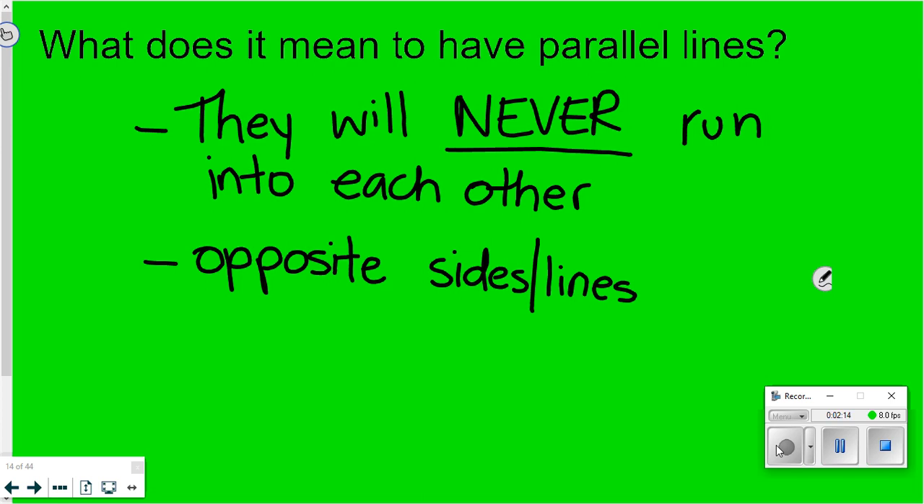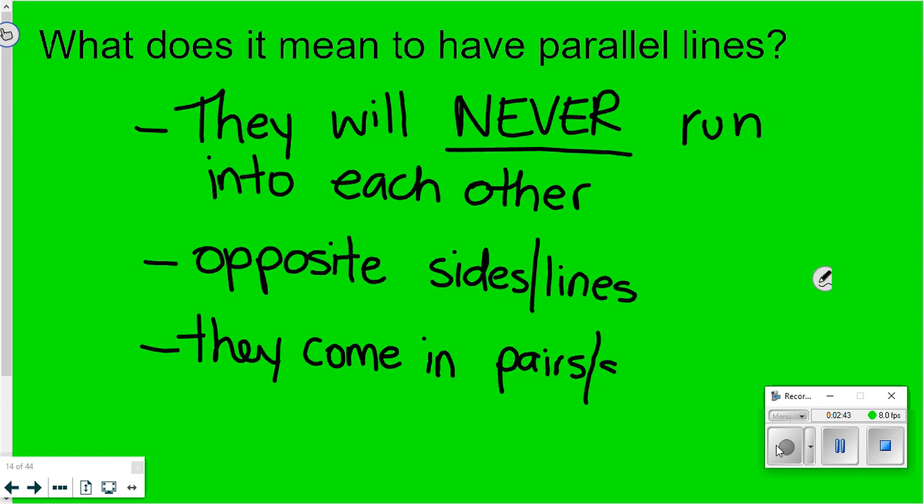Bryson, what else do you remember about parallel lines? They all have 4 sides. Nope, parallel lines don't have anything to do with the number of sides. There's one more thing we know about parallel lines. They come in pairs, sometimes called sets. You got to have 2 of them. You can't have one parallel line. Maybe that's not parallel anything.